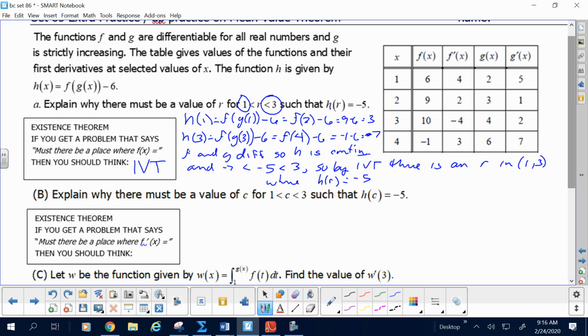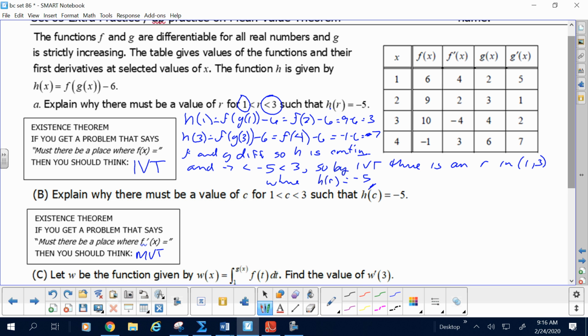Explain why there must be a value of c between 1 and 3 where, oh, shoot. Yeah, you told us. Oh, I did? Oh, okay. h prime at c is -5. Okay, so if you see a derivative, you should think MVT. There are 3 main existence theorems in calculus. There must be a place such that. And IVT and MVT are 2 of them. I'm thinking MVT, so great. That gets me started. Now what do I do?